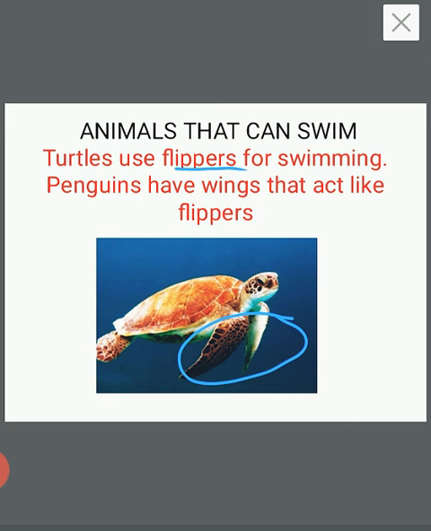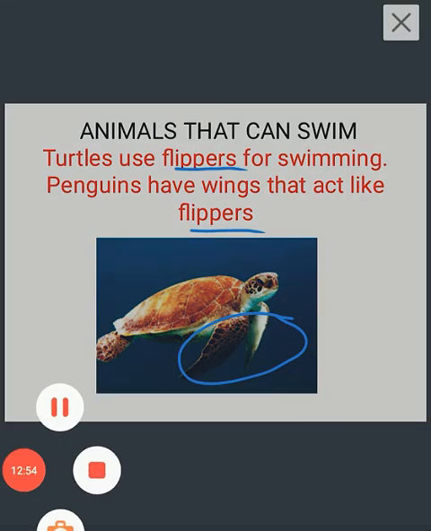If you remember, we spoke about penguins, that penguins cannot fly. That is true, but at the same time penguins have wings, and those wings act like flippers. So I can say that the penguins can swim. You always need to keep in mind that penguins have wings but they cannot fly, but those wings act like flippers. That is why they are able to swim.